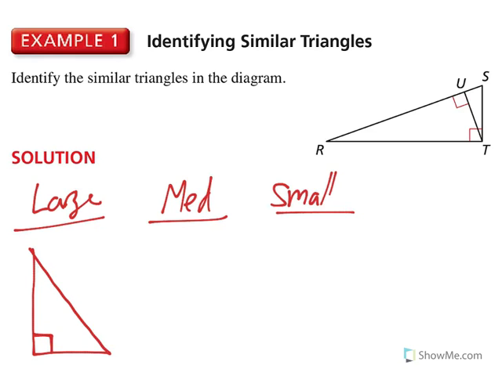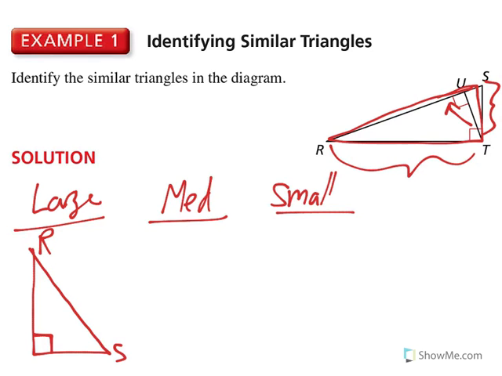For my large triangle, if I look at just the outside portion here, the hypotenuse is going to be RS, so I'd have R to S. My long side, if you notice the ST here is really short, RT is definitely the longer leg, so that would mean RT would be here, so I have RST.